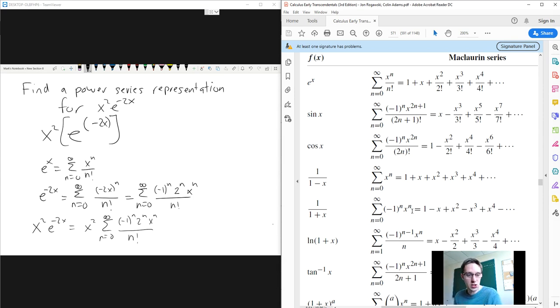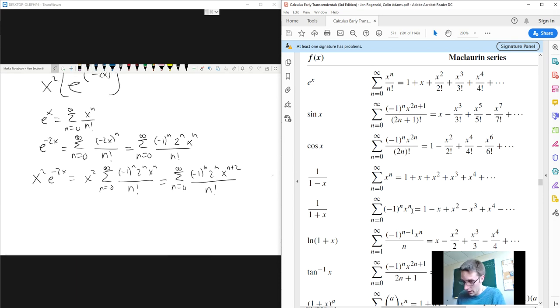And since that is just a sum, we can distribute x squared to each individual term. And we'll have the sum from n equals 0 to infinity of negative 1 to the n, 2 to the n. And now we just have 2 extra factors of x. So it'll be x to the n plus 2 over n factorial. So there we go. We've got a Taylor series for a new function, e to the negative 2x times x squared. All right. Let's try, how about the log of 1 plus x squared all over x.